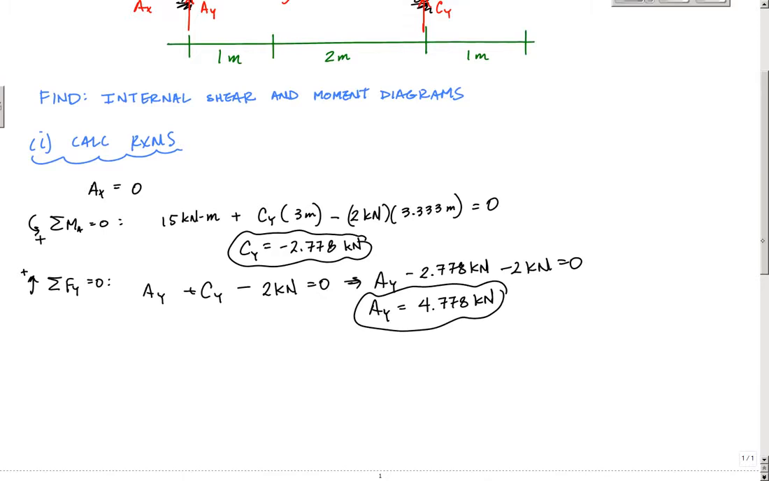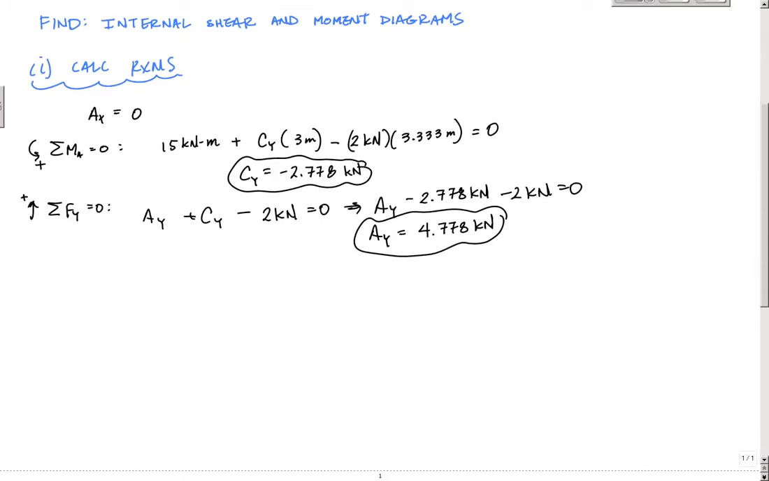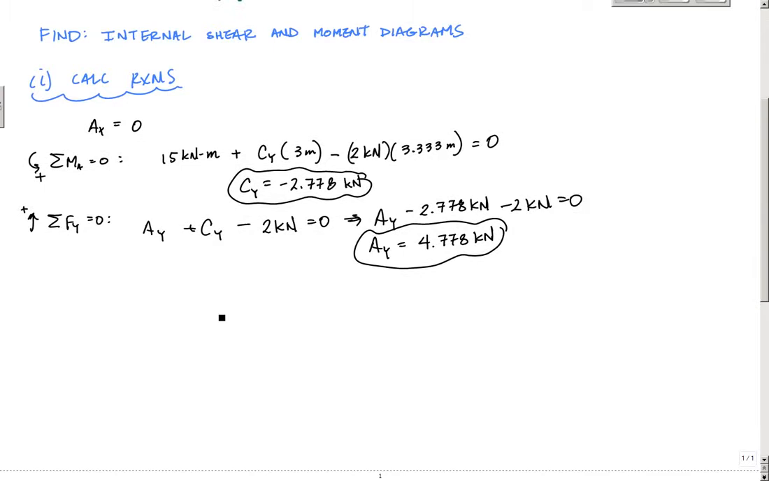What I want to do now is redraw the beam with only external loads and reactions. I'm using my straight edge because I want to draw something kind of clean. So here's my beam. There was one end a meter away, then about 2 meters away, and then the last distance. So this was point A here, B, C, and D.